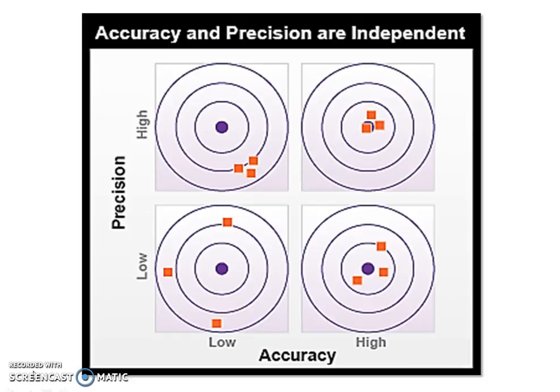And finally, in the bottom right quadrant, we see here that we have high accuracy with low precision. Our numbers are scattered, but they are all relatively close to the center, to the true value. These represent what happens when we actually measure.